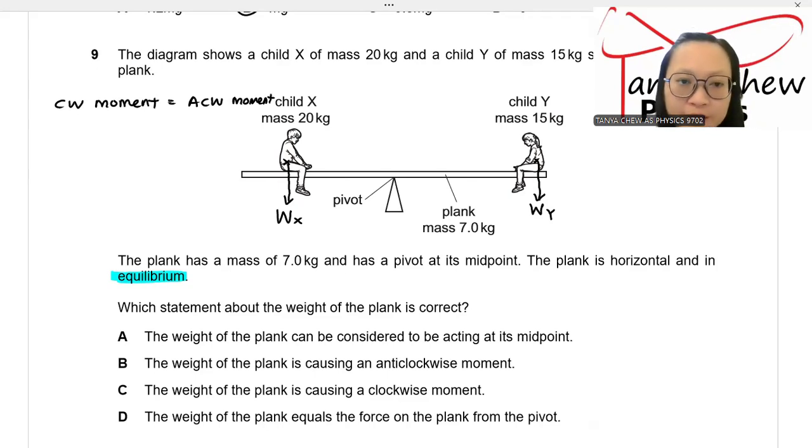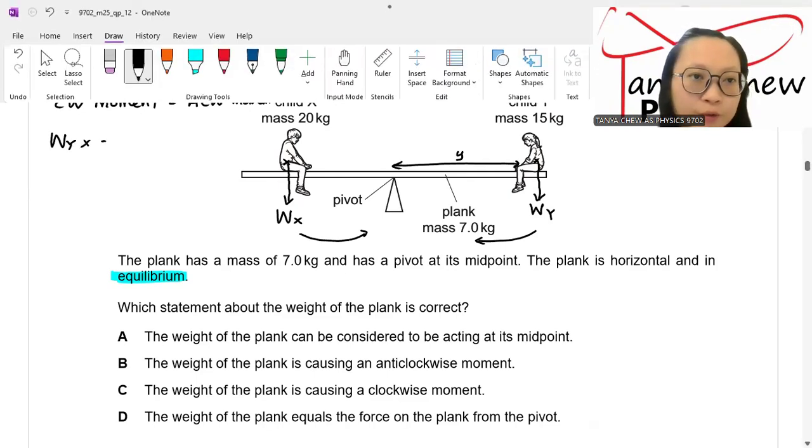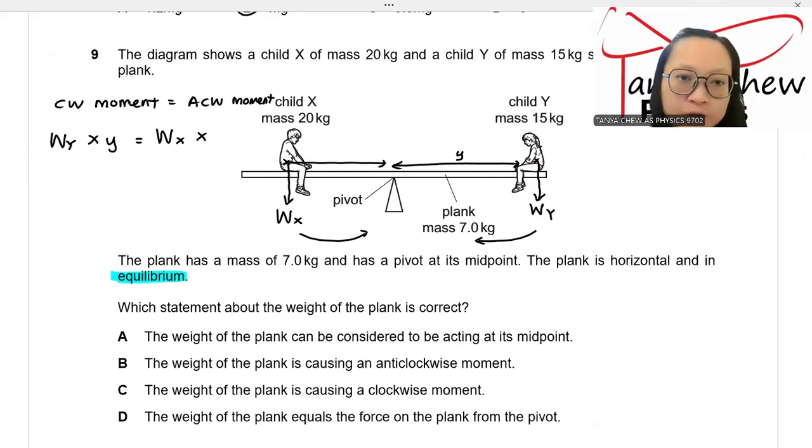So the clockwise moment is being produced by child Y. Can you see? It follows the direction of a clock. So the clockwise moment is, I put here, the weight of child Y multiplied by the distance of Y. You just multiply; that is how we calculate moment. It must be equal to the anti-clockwise moment, which is produced by child X: the weight of child X multiplied by the distance of child X from the pivot, which I put as X.